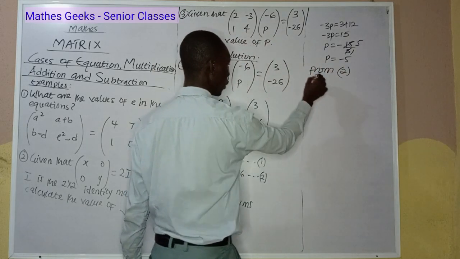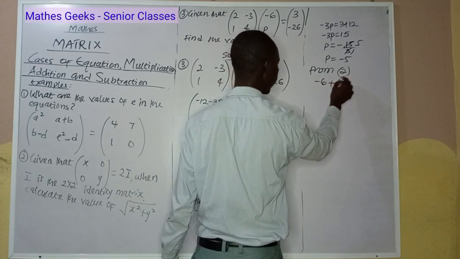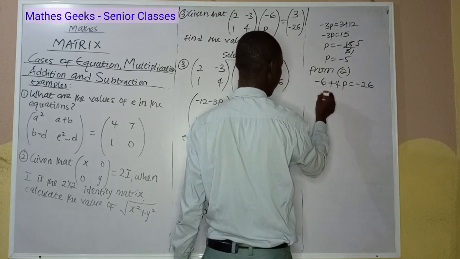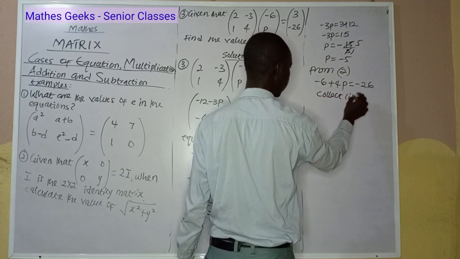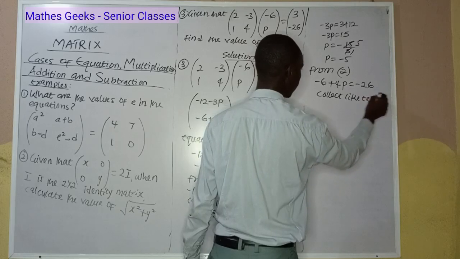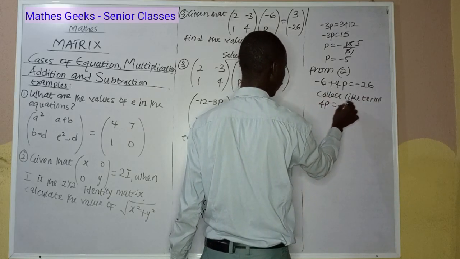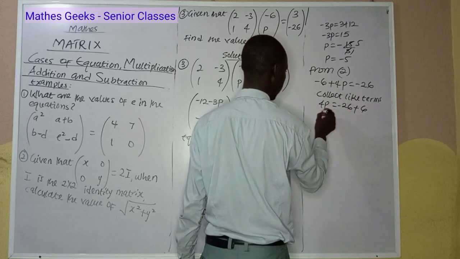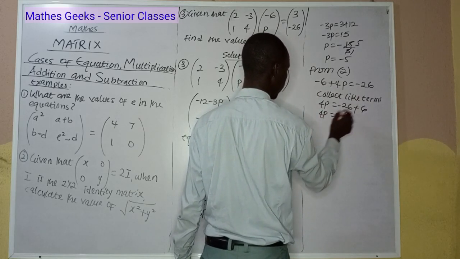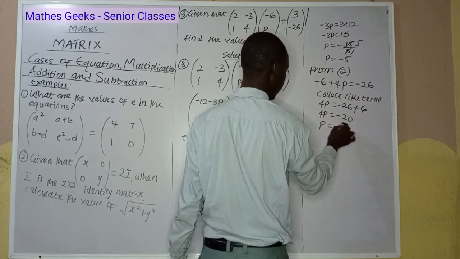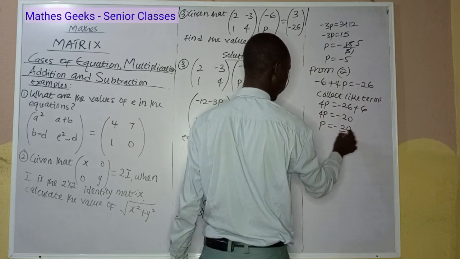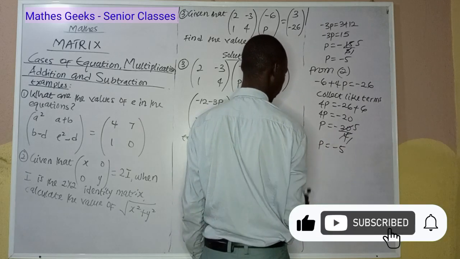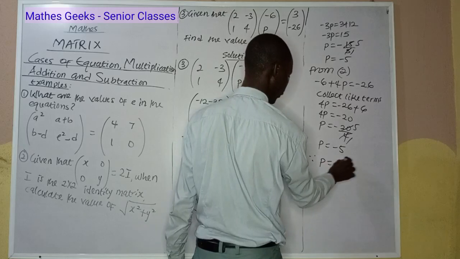From equation 2, minus 6 plus 4p is equal to minus 26. Now collect the like terms. 4p is equal to minus 26 plus 6. So 4p is equal to minus 20. p is equal to minus 20 over 4. So p is equal to minus 5. Therefore p is equal to minus 5.